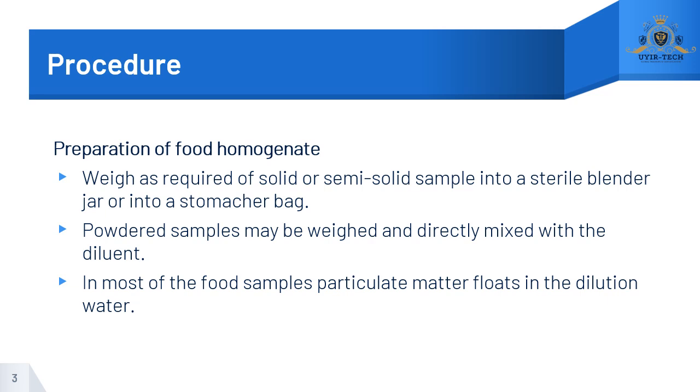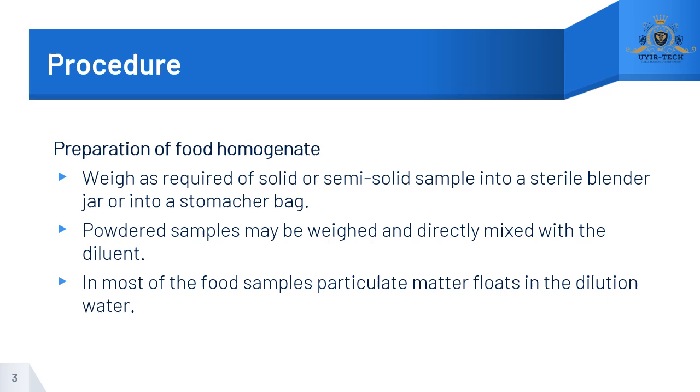For food homogenate, place solid or semi-solid samples in sterile blender jars or into a stomacher bag. If you take 10 gram of sample, we have to add 90 ml of diluent and blend for 2 minutes at low speed, approximately 8,000 RPM, or mix in a stomacher for 30 to 60 seconds.